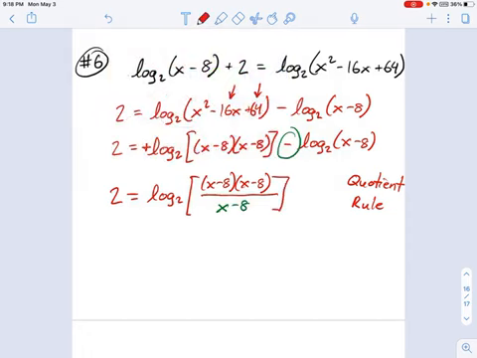Okay, and what happens now? Well, you have an x minus 8 down here, x minus 8 up top. Those cancel out. And you get 2 equals log base 2 of x minus 8, which is not so hard to solve. Just convert it into exponential form. That's what you do when you have a number on one side, log on the other. So I'm going to say, well, 2 squared equals x minus 8.